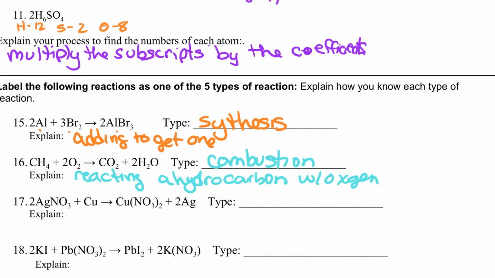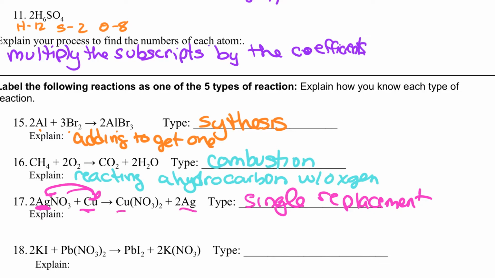My number 17, AgNO3 plus Cu yields CuNO3 plus Ag. This is a single replacement. I know that because here and here, they kind of swap places. And we're left with our metals. So the silver and copper switch places.